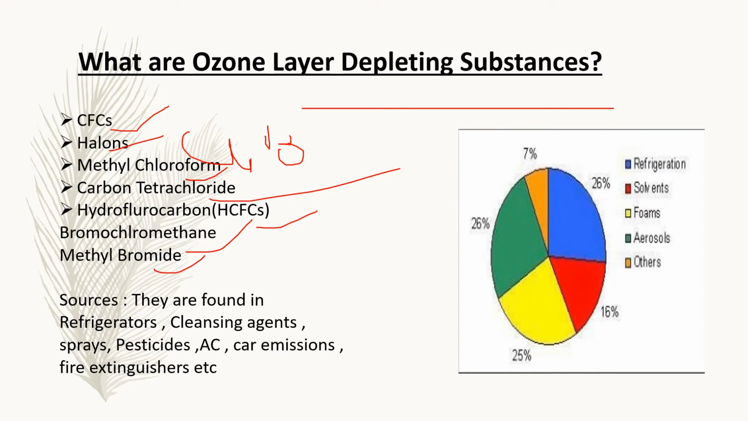And what are the sources of this ODS? These are refrigerators, cleansing agents, sprays, pesticides, ACs, car emission, and fire extinguisher. And this represents how much percentage of these sources contribute to the ozone depletion.